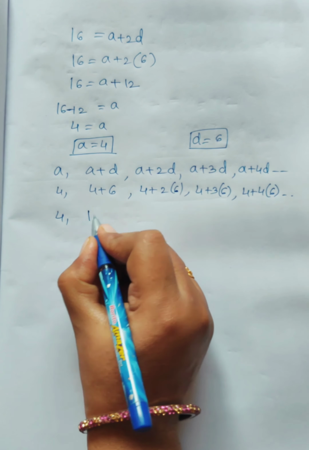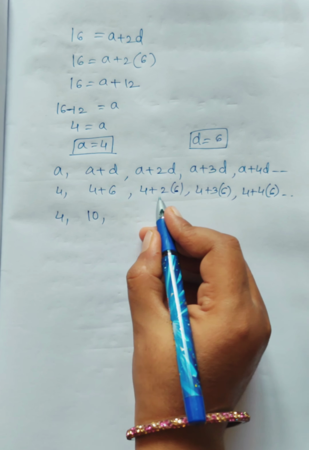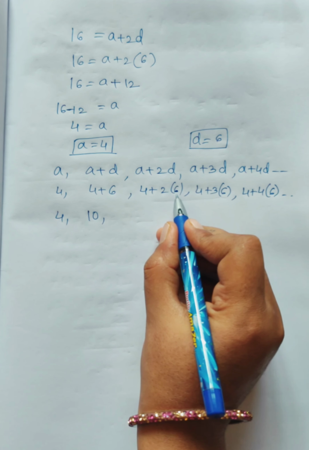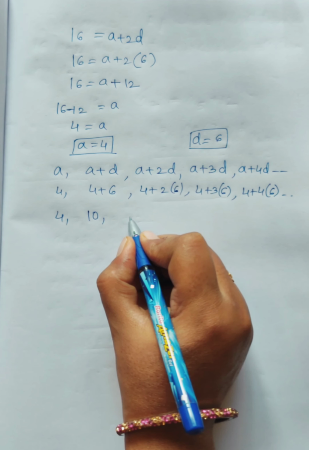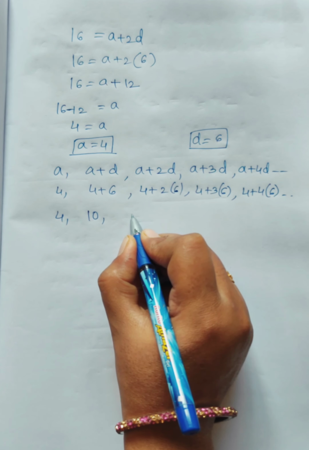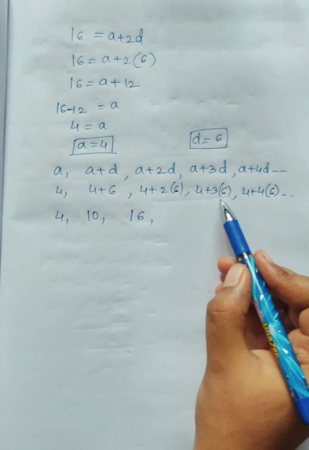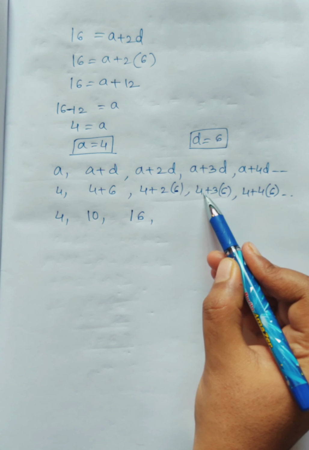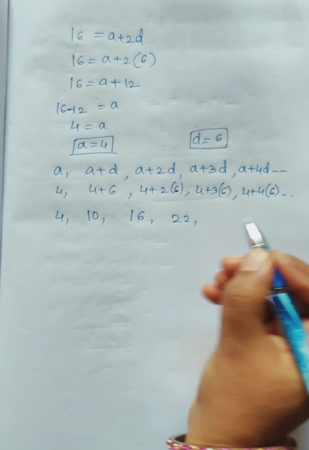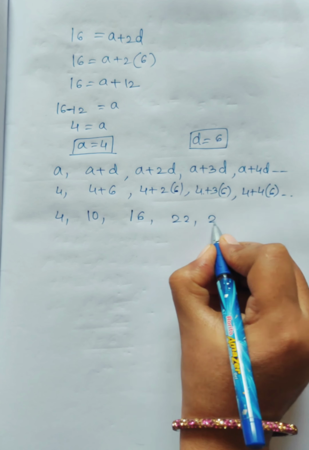Now first term is 4. 6 plus 4 is 10. 6 twos are 12, so 12 plus 4 is 16. Now 3 sixes are 18. 18 plus 4 is how much? 22. 6 fours are 24. 24 plus 4 will be 28.